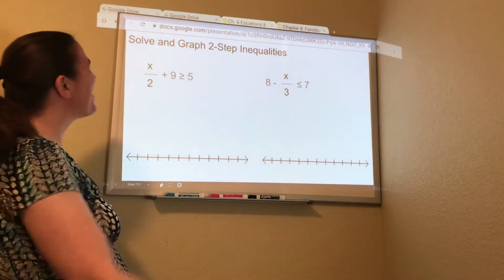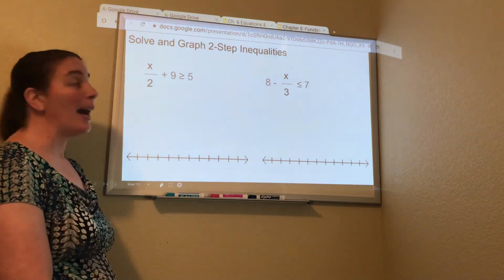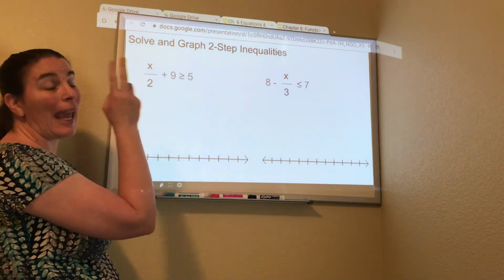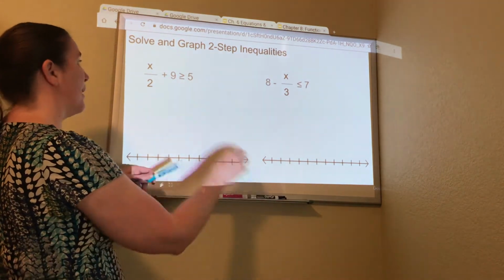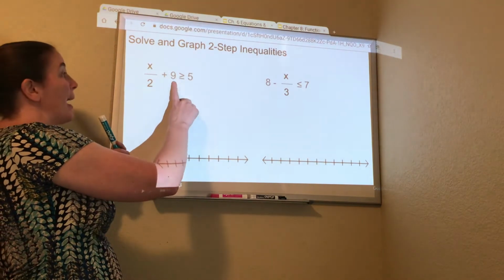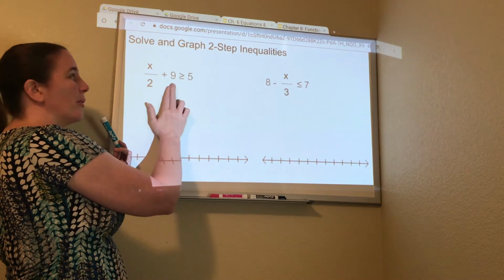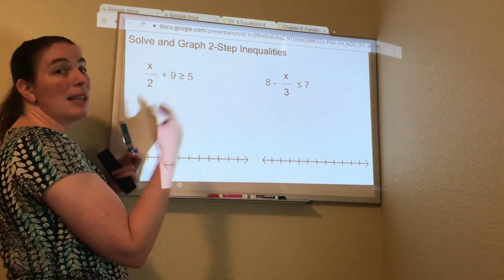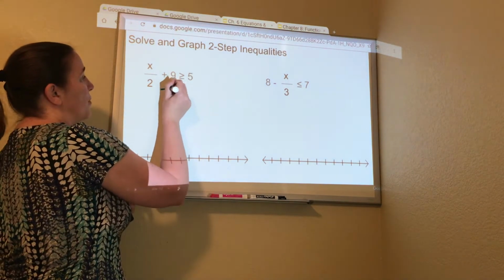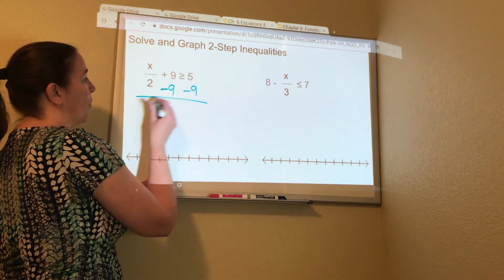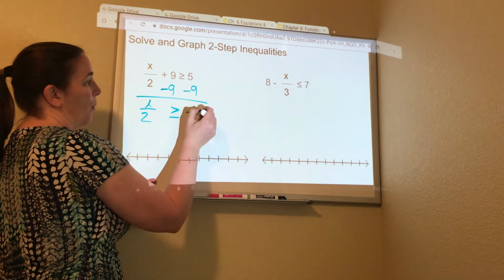All right, so I have x divided by 2 plus 9 is greater than or equal to 5, and then we're going to be solving and graphing these, okay? So when I see x divided by 2, and then I add 9, where do I start? Do I start by multiplying by 2, or do I start by adding 9? It's easiest if we start with this adding 9 and getting rid of it, okay? So I'm going to subtract 9 on both sides of the inequality. So I have x over 2 is greater than or equal to negative 4.